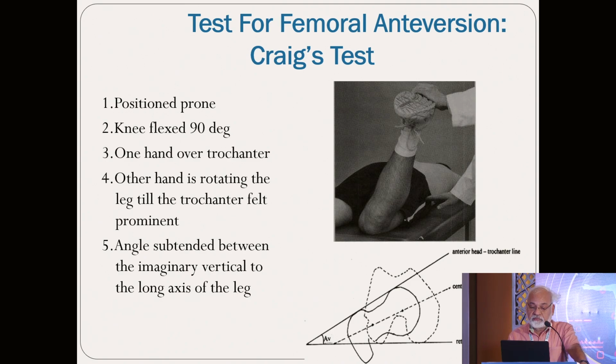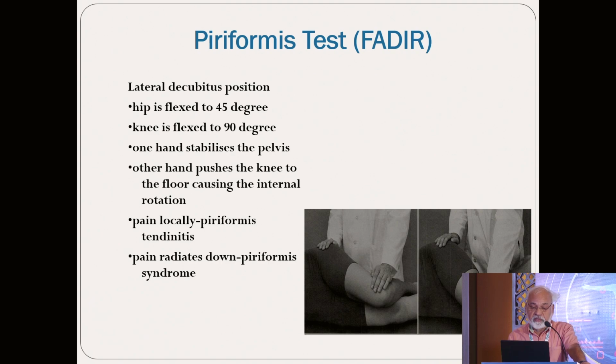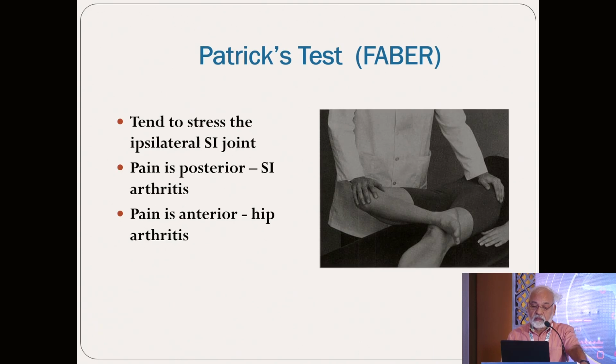Then Craig test for the femoral anteversion. The piriformis test, in which the hip is flexed at 45 degrees, knees again flexed 90 degrees, and with one hand you stabilize the pelvis, the other hand pushes the knee to the floor causing internal rotation. So if the pain the patient feels is local, then it is piriformis tendinitis. If it radiates down, then it is piriformis syndrome. Then Faber test to know the pathology at the SI joint. If pain is posterior, then it is SI joint arthritis. If pain is anterior, then it is hip arthritis. So you can differentiate with the Faber's test.